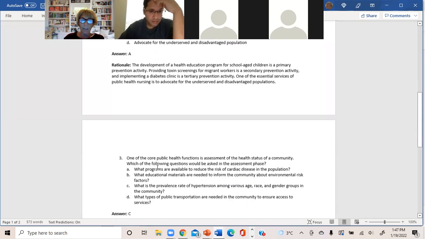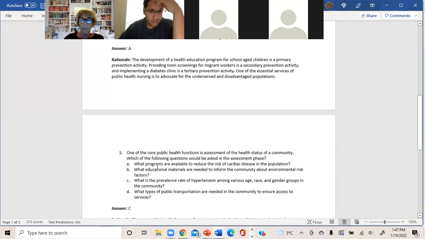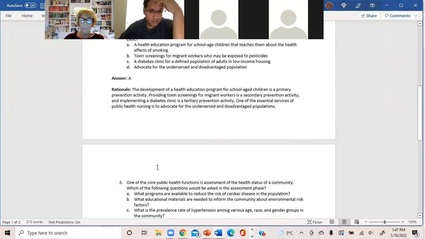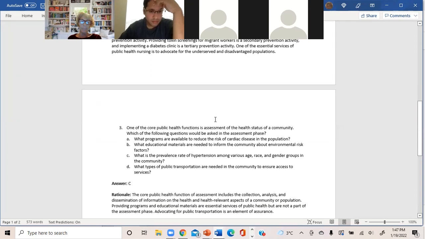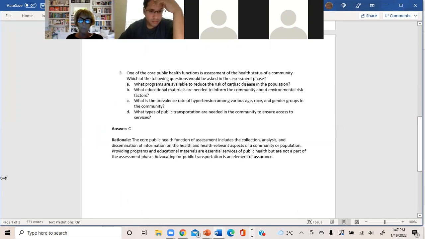Because the rationale gives a great synopsis of why A is the correct answer and why B, C, and D are not. So the development of a health education program is a primary prevention activity. Providing tox screening for migrant workers is secondary, and implementing a diabetes clinic is tertiary. Okay, so it makes sense. Let's do the last one.